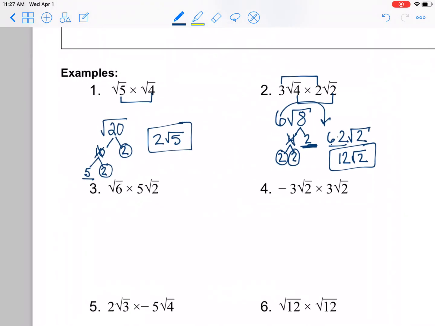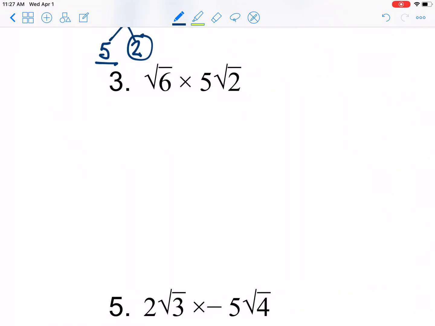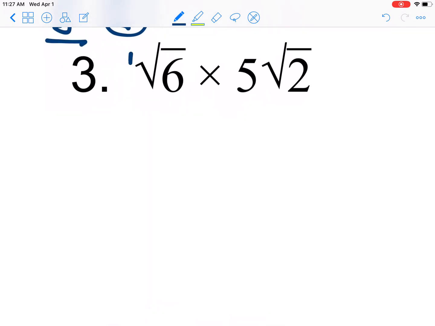Okay, let's do the same for 3. Pause the video here if you would like to give it a try on your own. Remember, there is a 1 in front of the radical if there is not a number there, if there is not a coefficient.